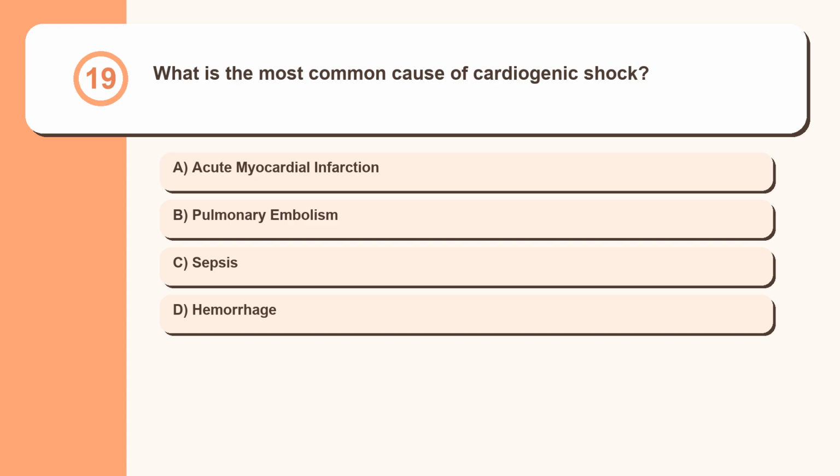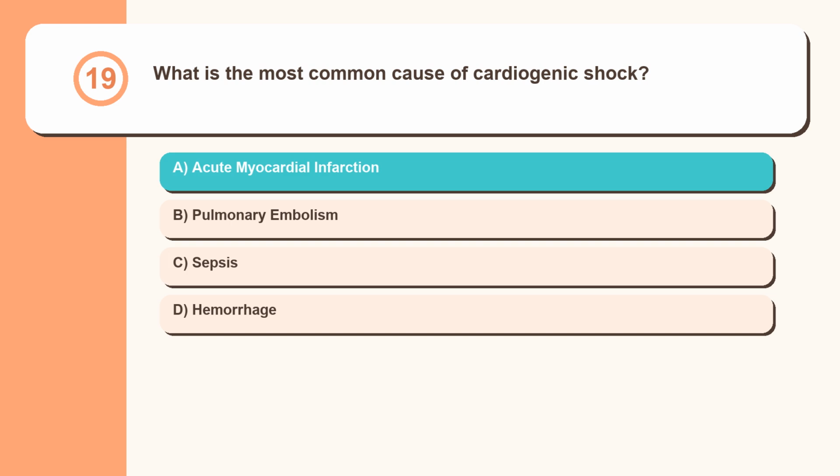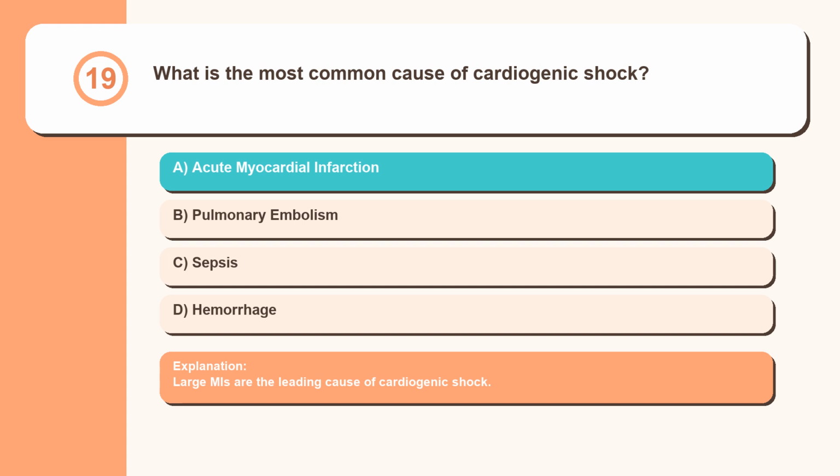Question 19. What is the most common cause of cardiogenic shock? Acute myocardial infarction, pulmonary embolism, sepsis, hemorrhage. Large MIs are the leading cause of cardiogenic shock.